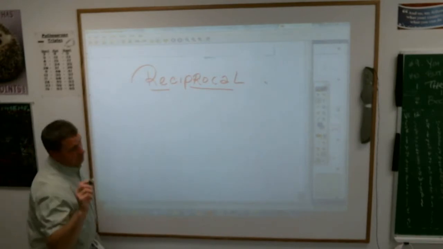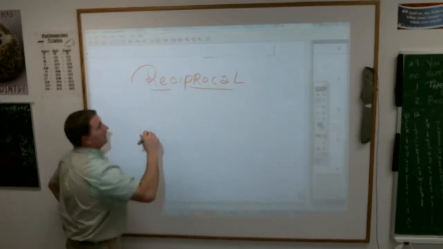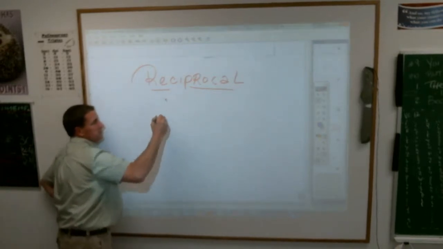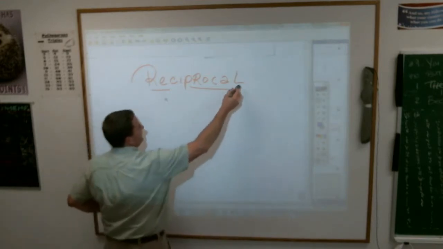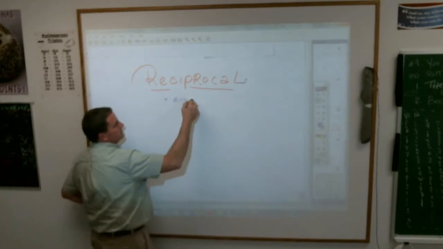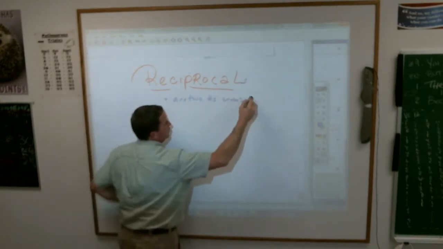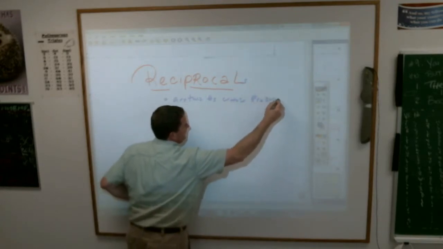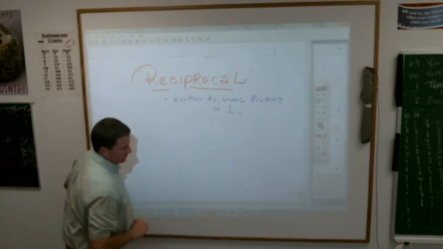Here's what the book does, and this is really complicated, but I'm going to give it to you because you're smarter than half the people I don't know. Reciprocals are two numbers whose product is 1. Now that makes no sense to me, so I always give people the easier thing.